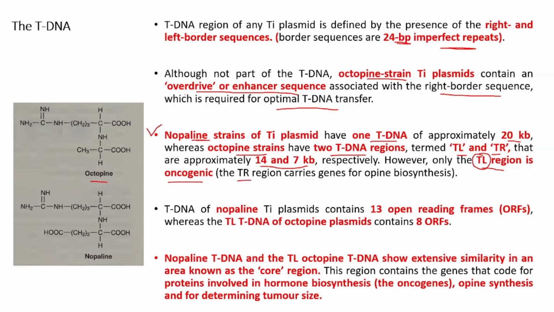So on the right hand side, you will find the structures of the two opines, octopine and nopaline. As I have already mentioned, these are actually derivatives of amino acids or sugar phosphate. So this is a derivative of arginine and pyruvate, and this one is a derivative of arginine and alpha ketoglutarate, right? Alpha ketoglutarate.